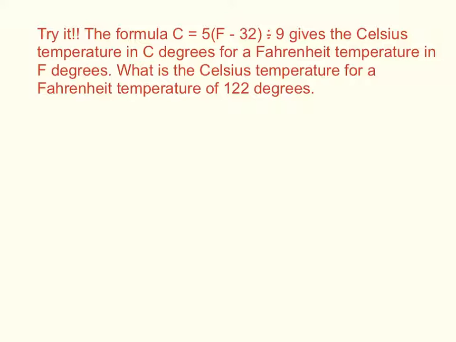Okay, here's the last one for this lesson. Now it's given you another formula. You're going to try this one on your own. The formula, and you don't have to write down the whole problem, just make sure you write in your notebook the formula itself and then what value they've given you. So the formula C equals 5 times F minus 32, divided by 9, gives the Celsius temperature in C degrees for a Fahrenheit temperature in F degrees. What is the Celsius temperature for a Fahrenheit temperature of 122 degrees?